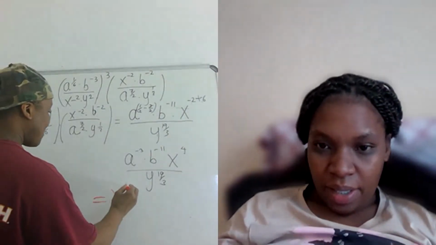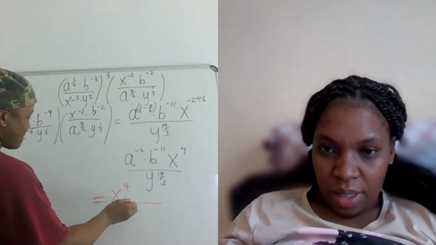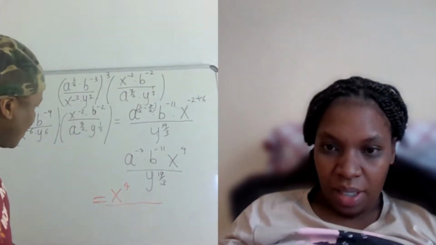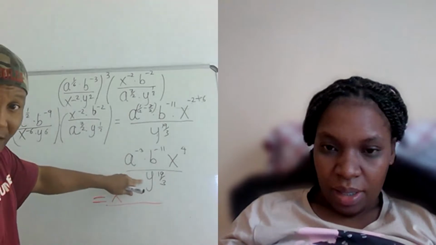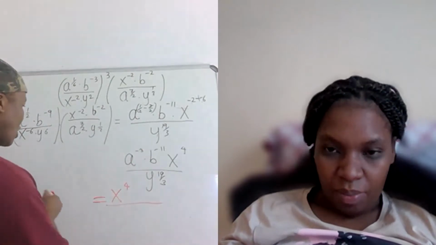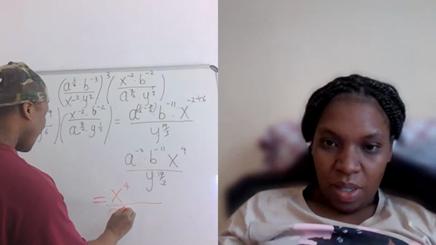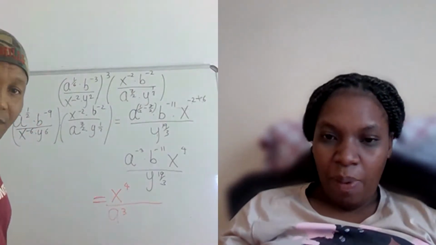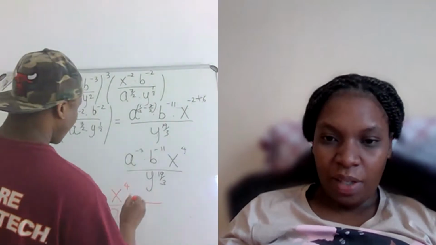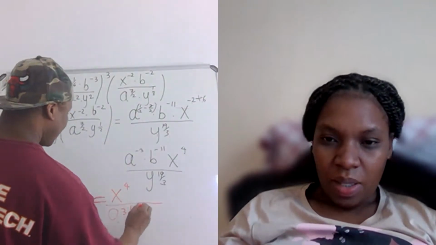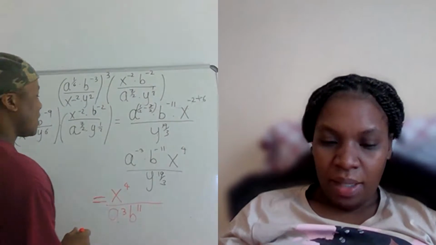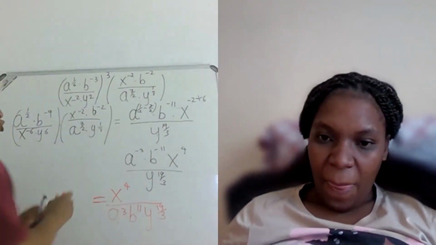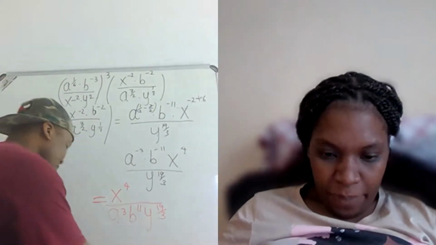X power 4 is on top because it's positive, then we go over A to the power 3. So this is going to go to the bottom, right? That should become positive power 3. So it's going to be A power 3, and then times B power positive 11. And Y 19 over 3. Now checking those options that you have, which option is that? It's option 1.